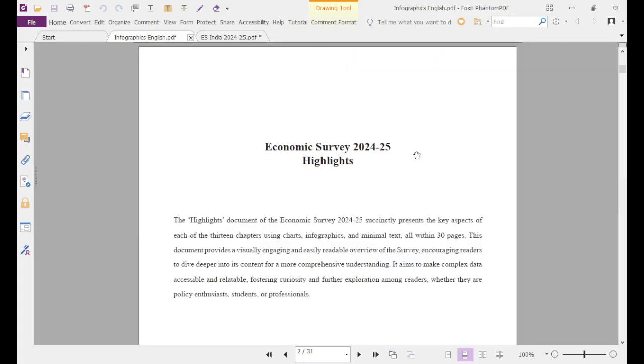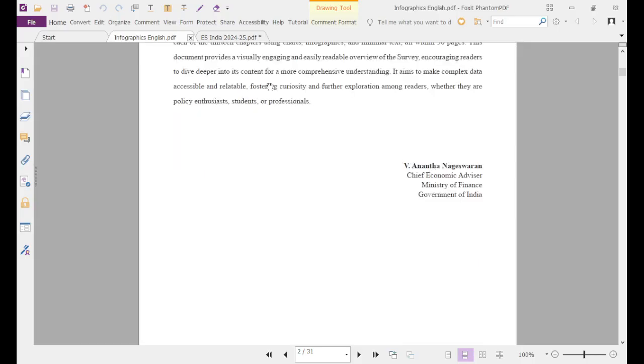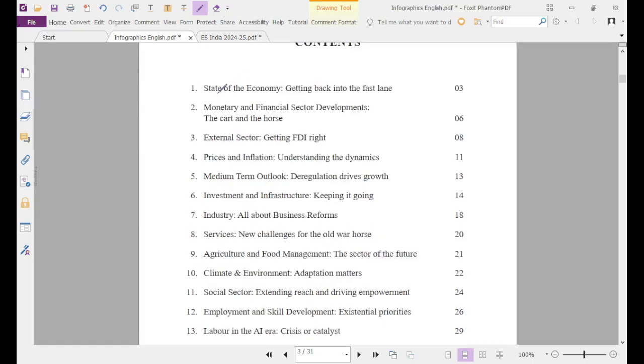Quickly getting in, initially you can find the Chief Economic Advisor's foreword. After that we enter the contents of this Economic Survey. There are 13 chapters as listed here. In the first chapter, it talks about the state of the economy, getting back into the fast lane, India's efforts in the growth story.